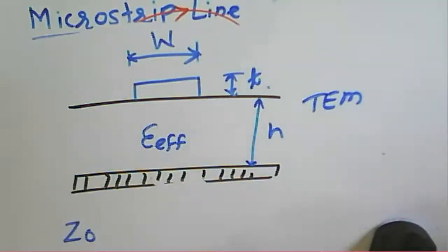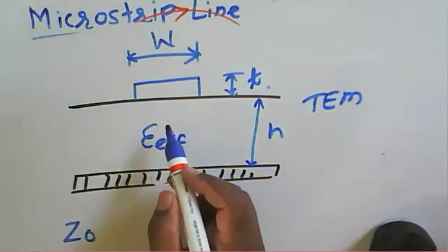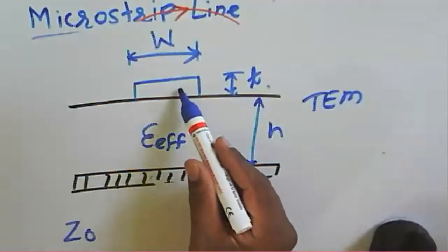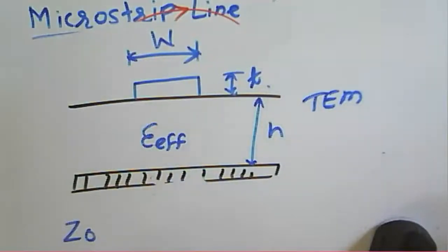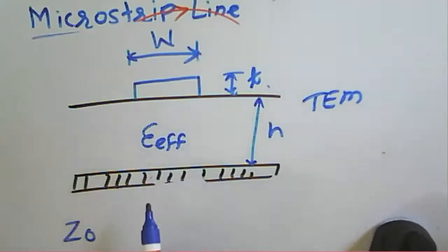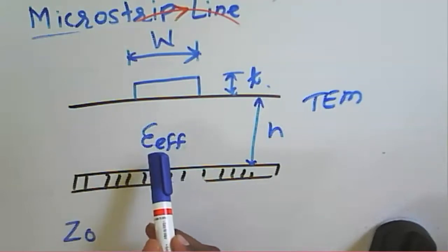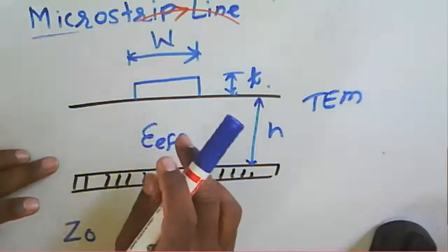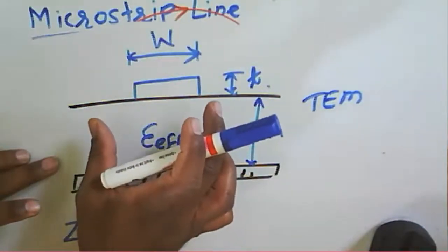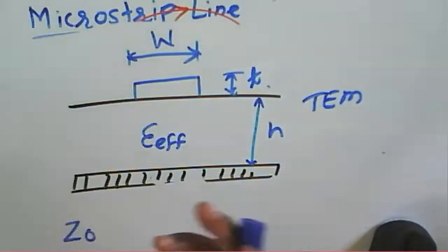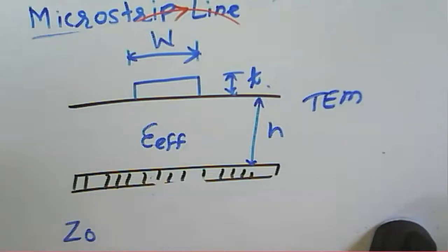Not a pure TM mode. And if you see this particular configuration, it looks like a two plate capacitor. Here is the strip, and this one is the ground. For this two plate capacitor, what will be the effective dielectric constant? Epsilon effective here. For this effective dielectric constant, we need to find out what particular region is considered for the given strip. Then we can calculate that effective value of the dielectric constant.